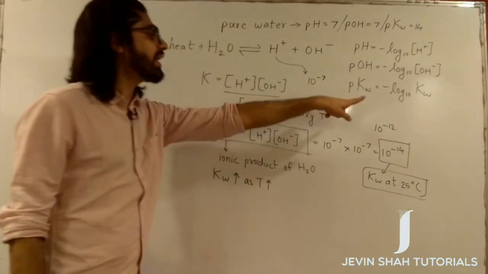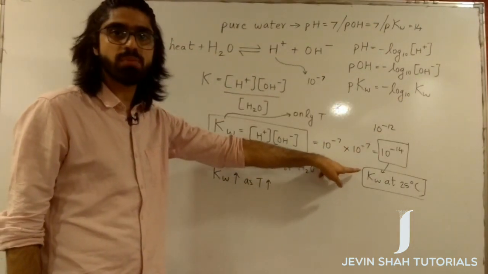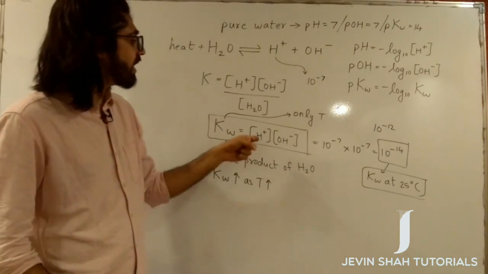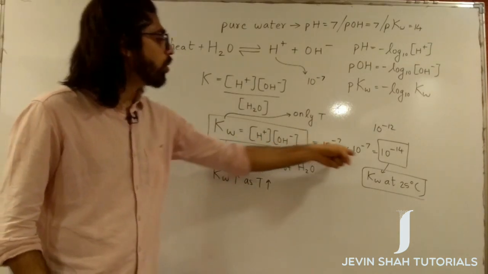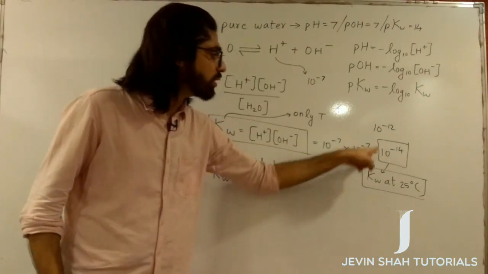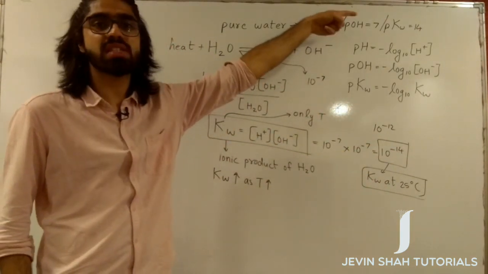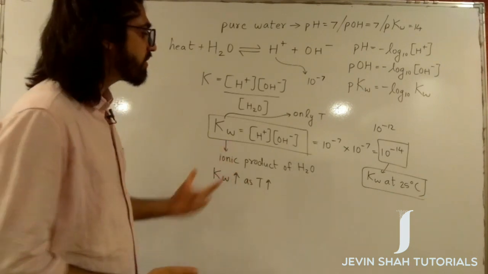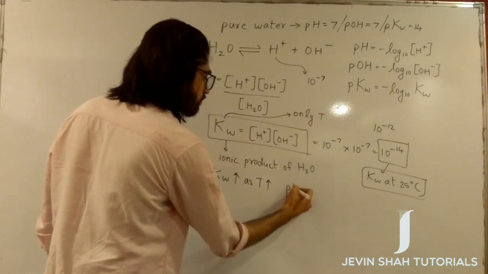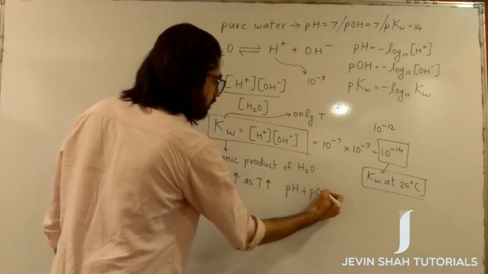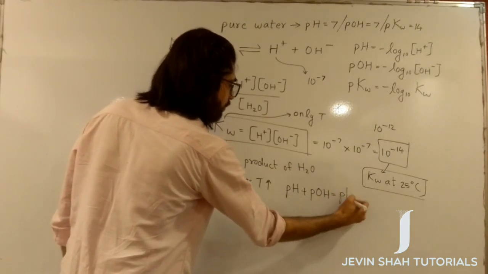You can just put in the values of pH, pOH and pKw. You can put in the values of H+, OH- and Kw in the equations here. You will realize that pH and pOH will be 7, pKw will be 14. So we can conclude over here that pH plus pOH will always be equal to pKw.